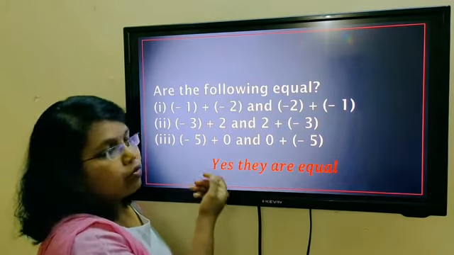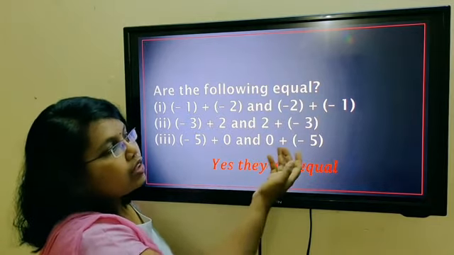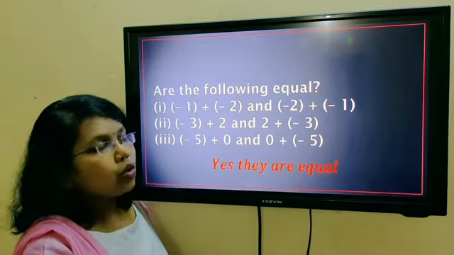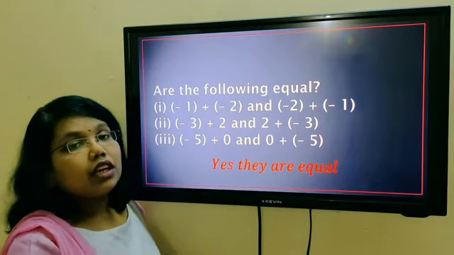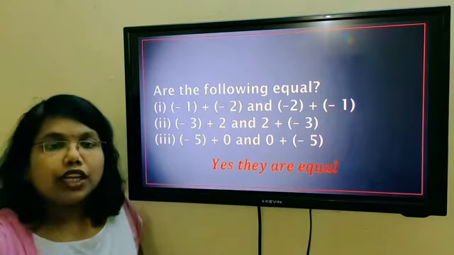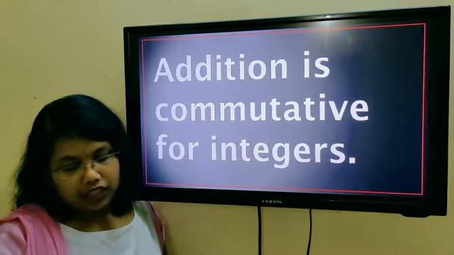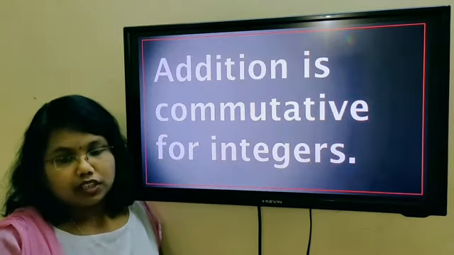-5 and 0. When you add, your answer will be -5. 0 and -5. When you add, your answer will again be -5. So again they are equal. That means the integers are commutative under addition. That would be our conclusion. Addition is commutative for integers.